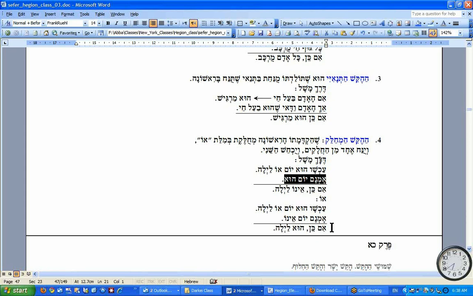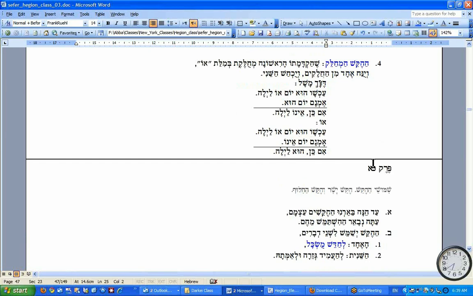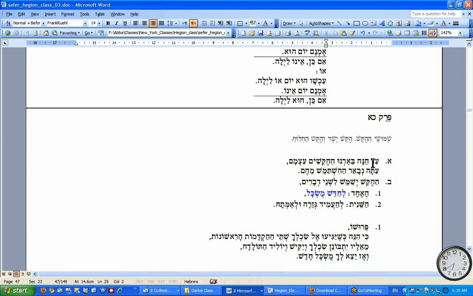The second one is where he denies one of the two parts. A or B. Well, if it's not A, then it must be B. Or if it's not B, it must be A. Okay? So that's the typical Hekesh Machalik. Clear? Yeah, that's pretty straightforward. Yeah. Okay. So we'll go to the next chapter.